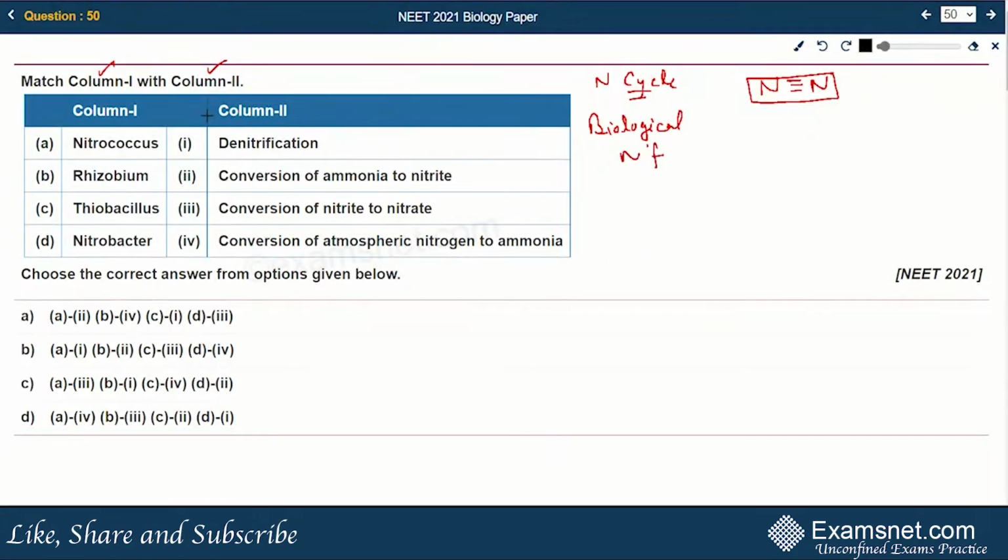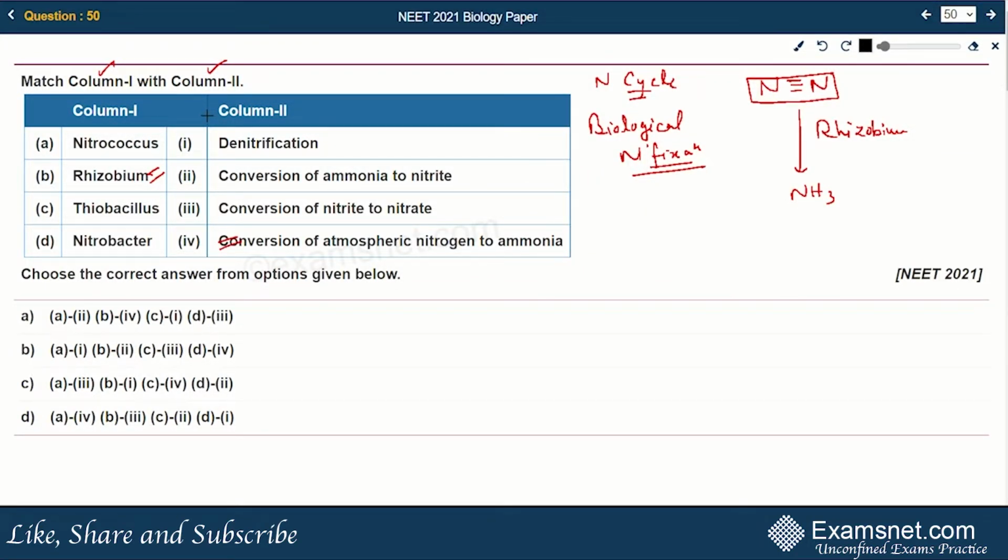So what happens during biological nitrogen fixation? First, nitrogen is converted into ammonia, and this process is known as nitrogen fixation. One of the bacteria that is involved in this is Rhizobium. So the correct match for Rhizobium will be conversion of atmospheric nitrogen to ammonia.